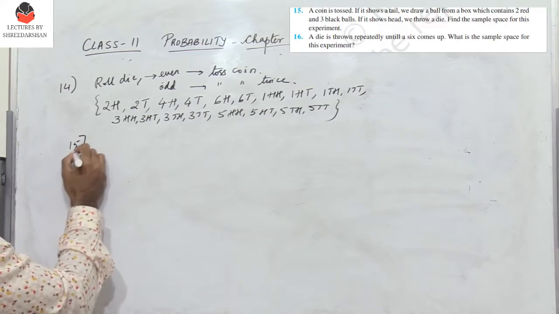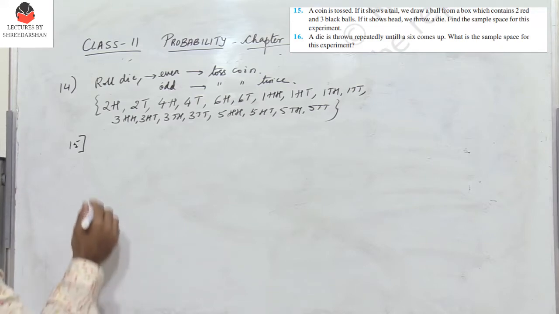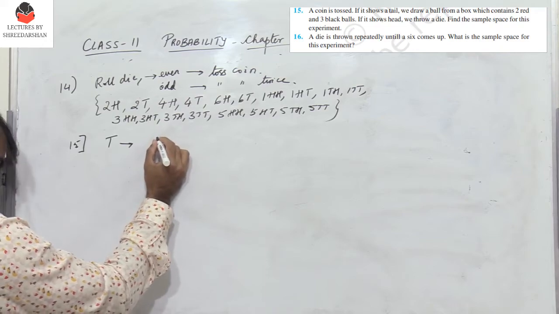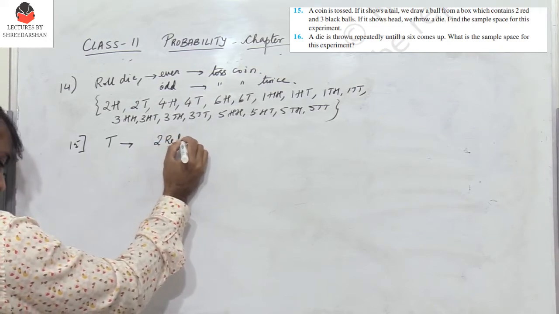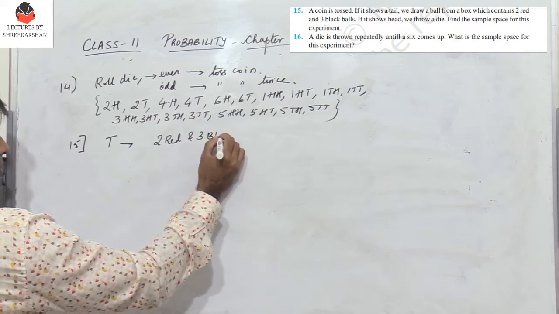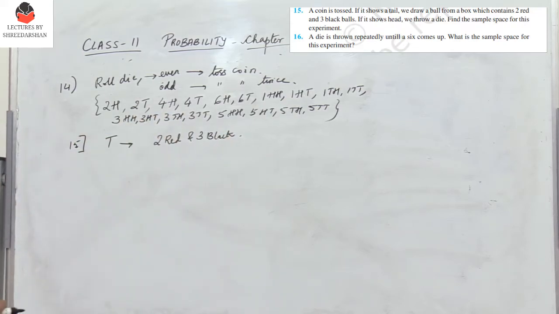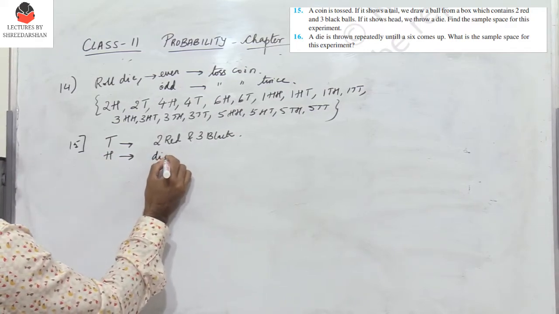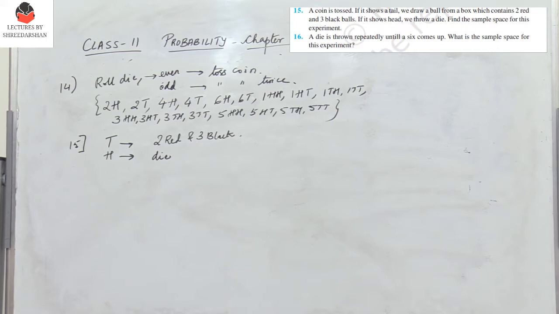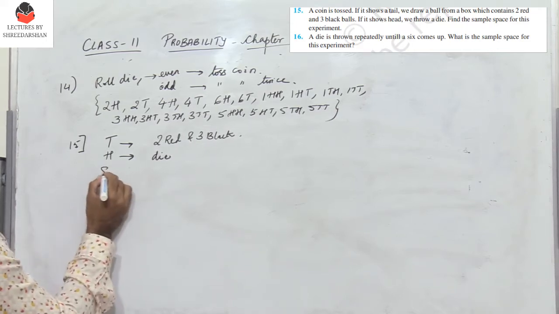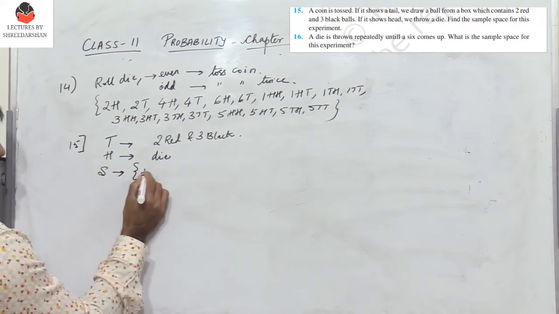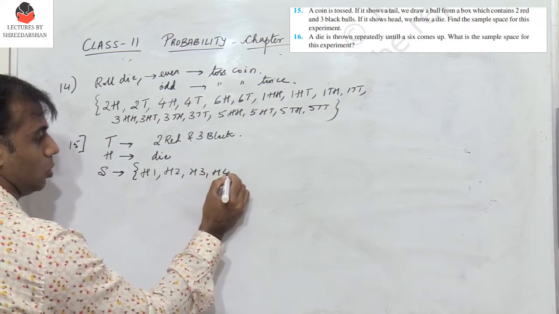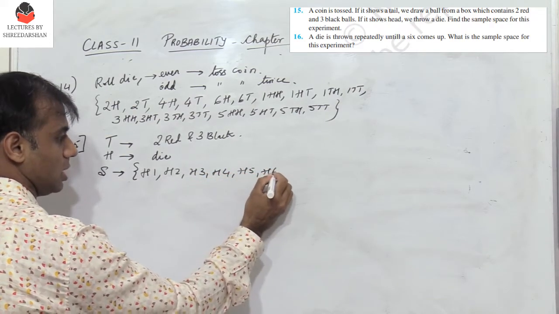15th one, a coin is tossed. If it is a tail, then we draw a ball from the box. And the box has 2 red and 3 black balls. If it is head, you throw a die. So let's begin with the first one. So if the sample space S is, if I get a head, I'm going to throw a die. So I may get 1, 2, or 3, or 4, or 5, or 6.